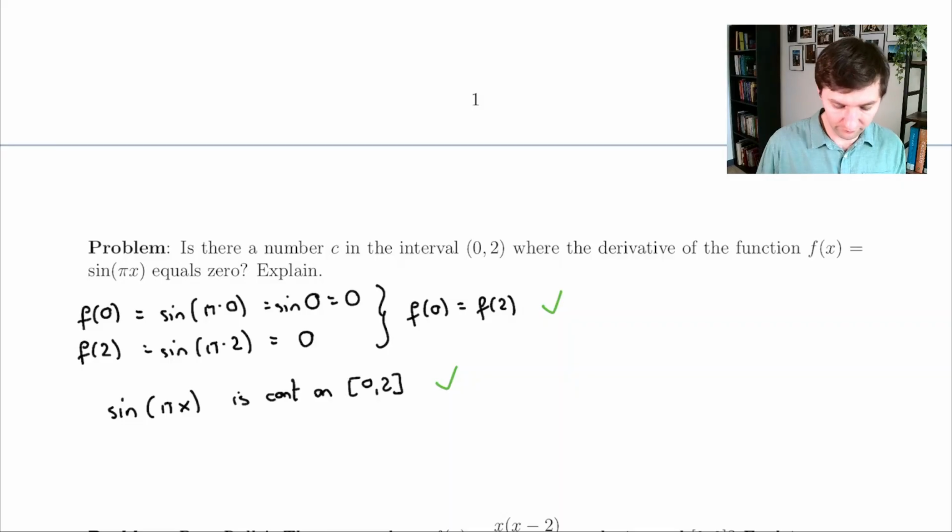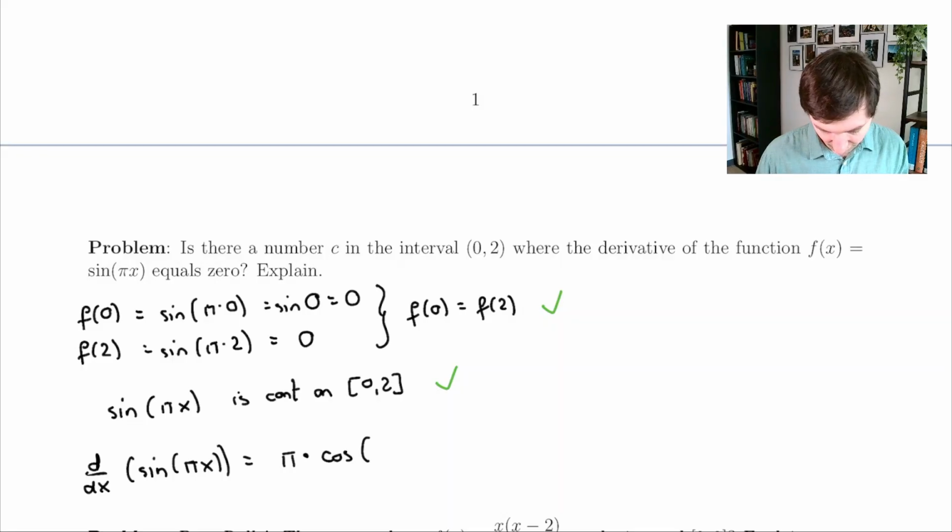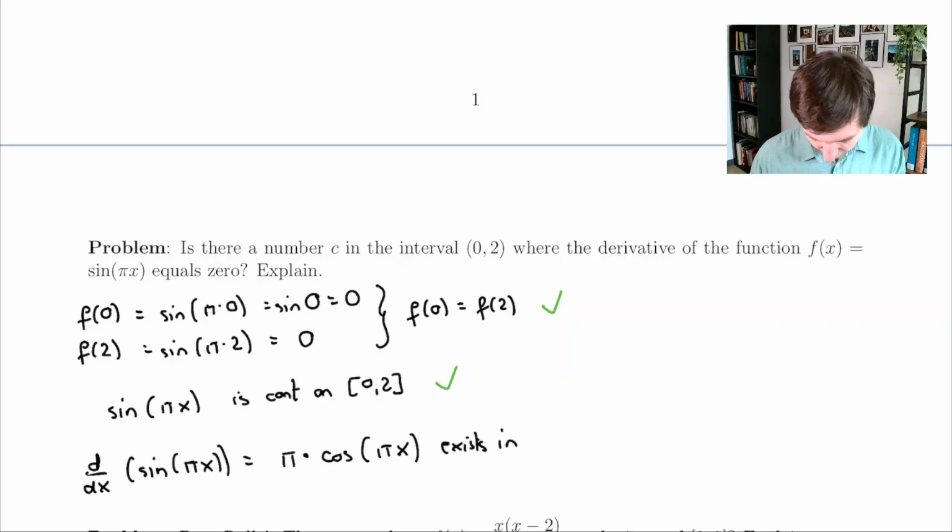Is it differentiable? To see if it is differentiable, I will simply take the derivative and see. When I take the derivative of the function sine of pi x, I take the derivative of the inside function. The derivative of pi times x is just pi. The derivative of sine is cosine of pi times x. Now this function is defined everywhere, which means it's definitely defined between 0 and 2. This exists in the interval from 0 to 2, which means that the original function is differentiable.